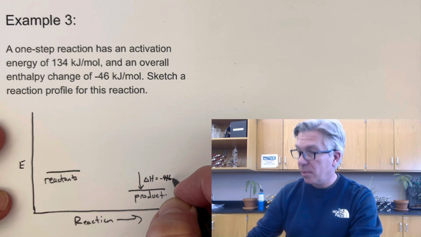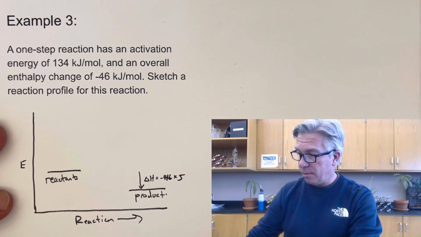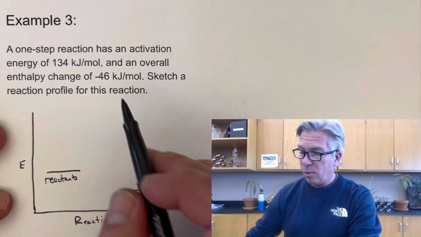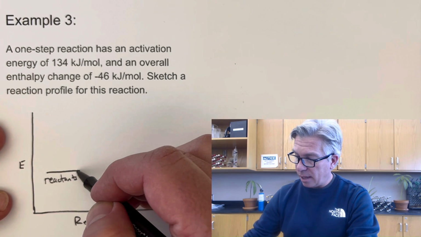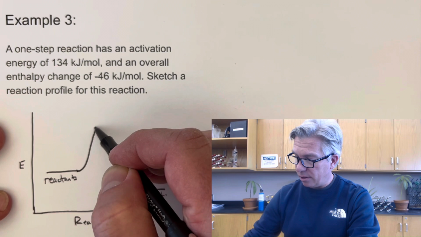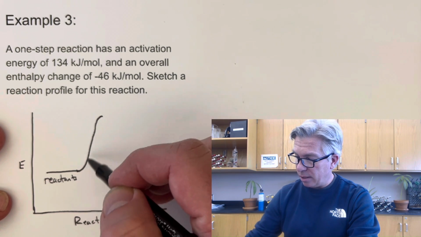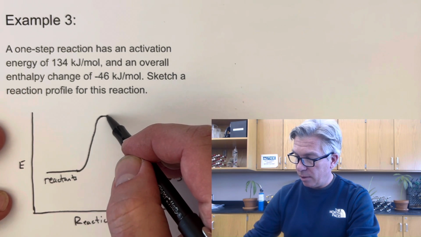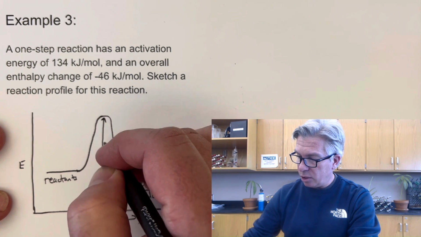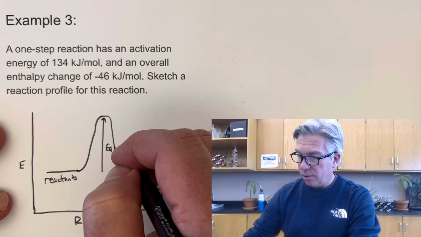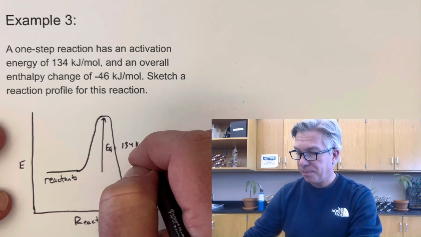Sorry about that. And that will get me that. Now I also have to have a one-step, one mountain or mountain peak to go over, and I have to represent as best I can 134. So I'm going to make this bigger than this little drop. And then we'll head back down here. And I'll label the activation energy, which is EA, and that's going to be 134 kilojoules.